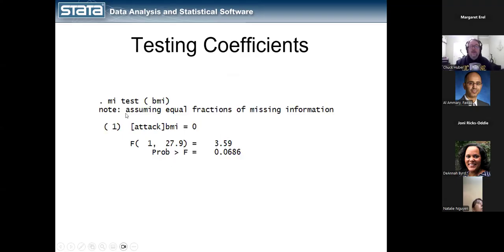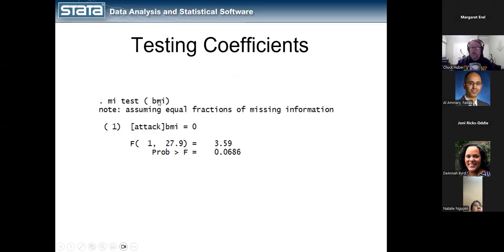Okay. So instead of just typing test BMI, we would type MI test BMI. And what that's doing is testing whether or not that coefficient for BMI is equal to 0 or not. And it's going to report an F statistic and a p-value from that F test. Okay.